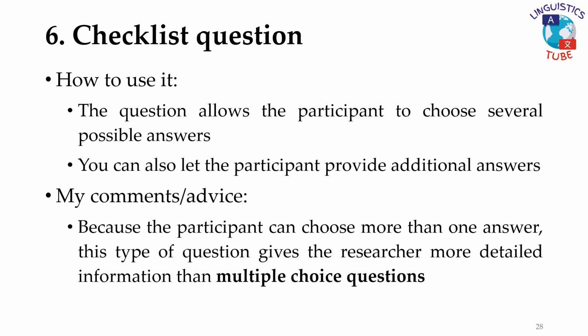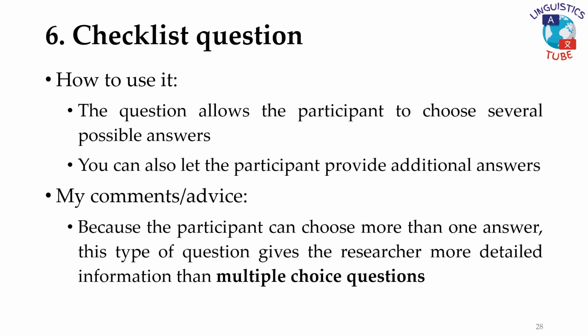The next type of question is called a checklist question. It looks similar to a multiple choice question because several options are provided for the participant to consider. However, the difference is that the participants are allowed to choose more than one answer. You can also let the participant provide additional answers if necessary, but make sure the participant keeps their answers short, perhaps only 3 to 4 words each. Longer answers are only needed when the participant explains something.